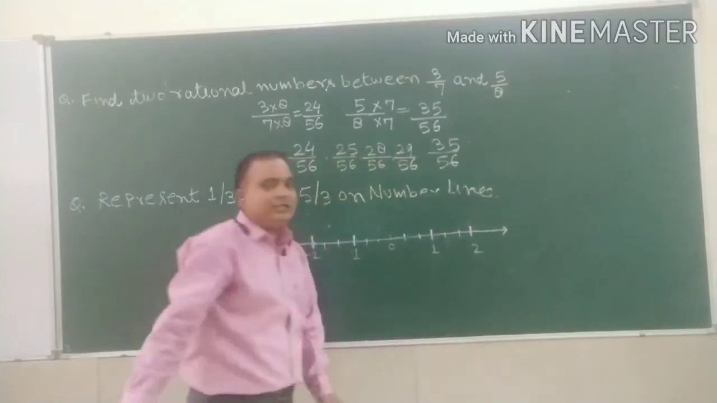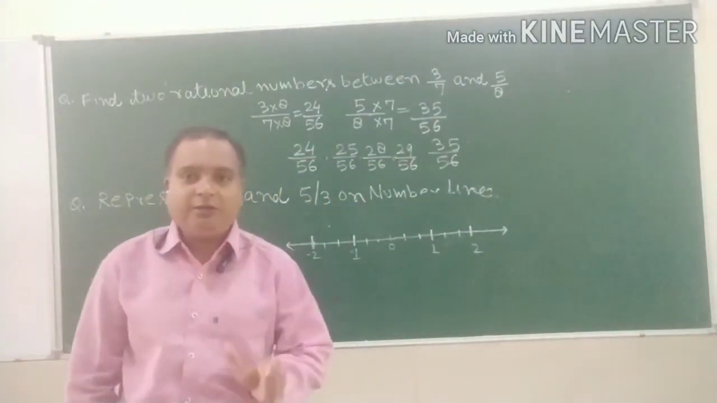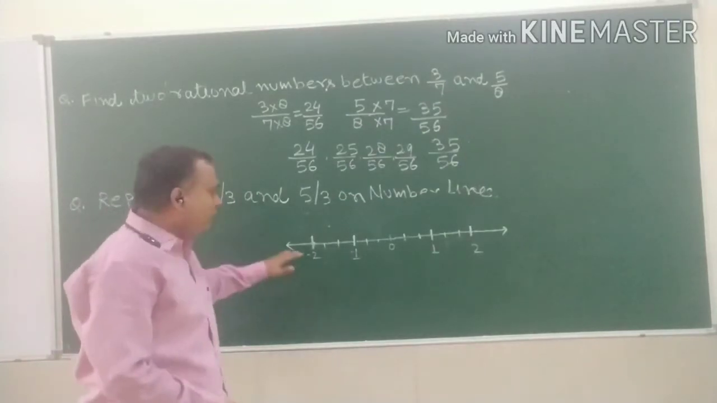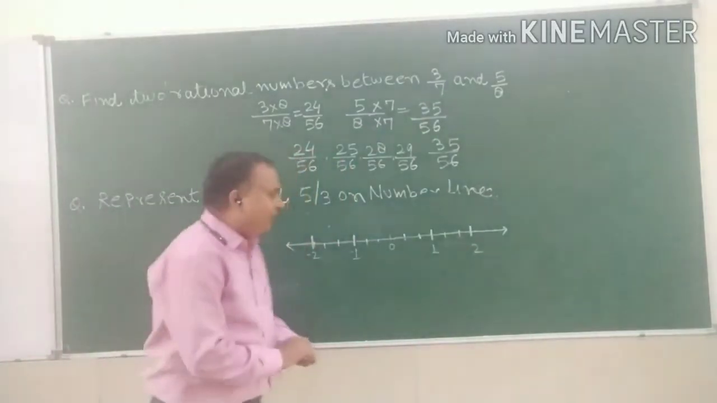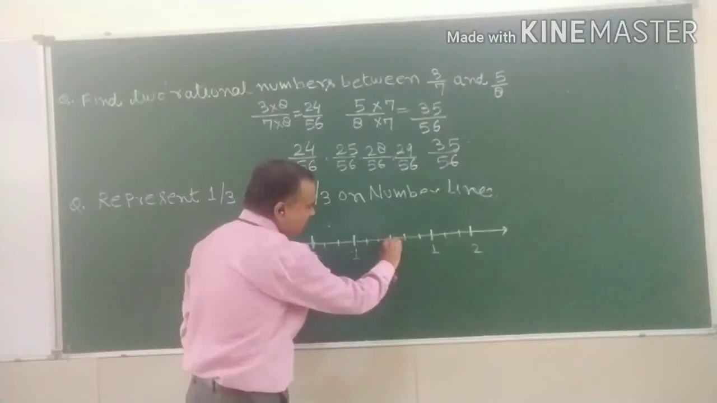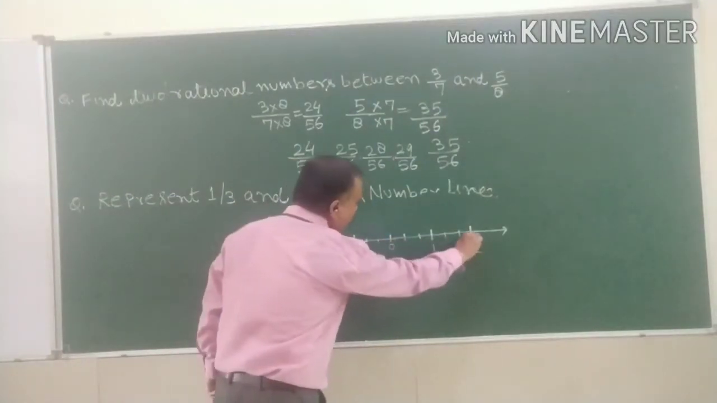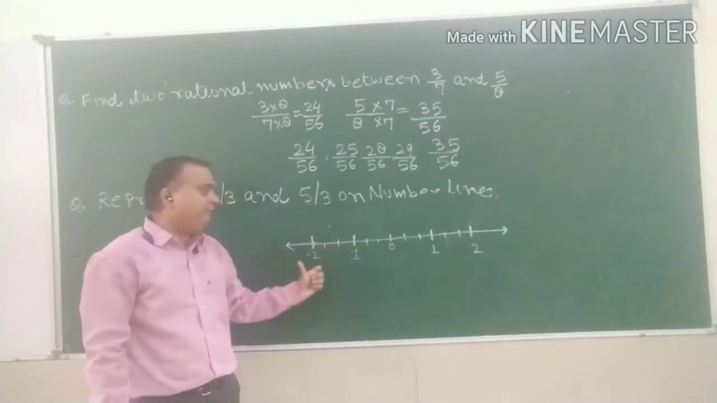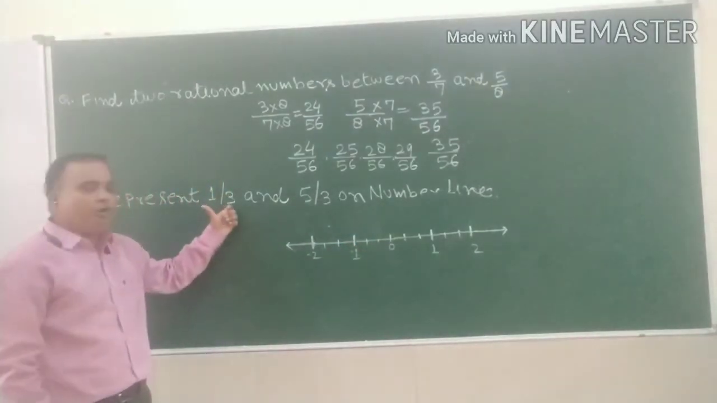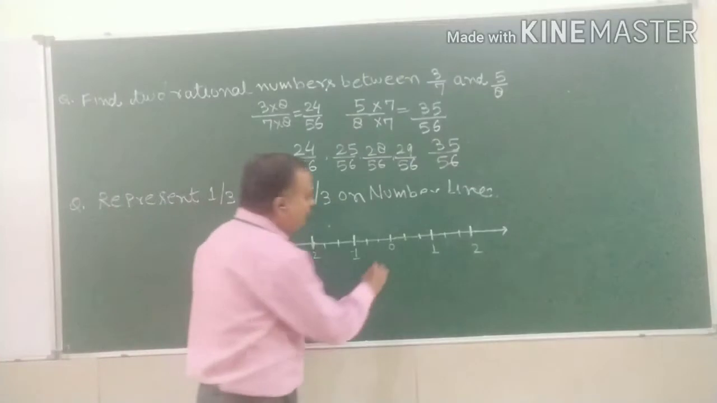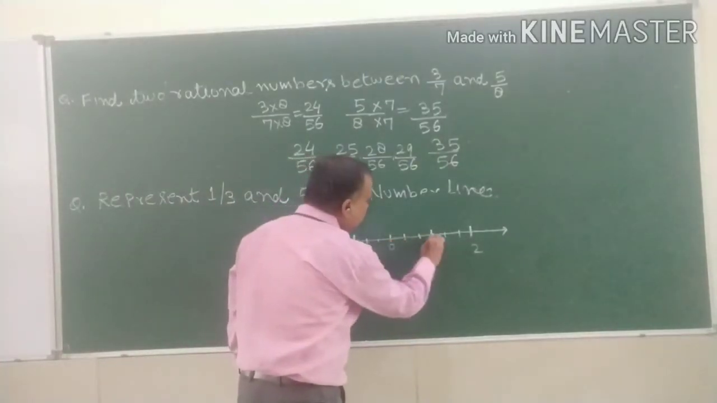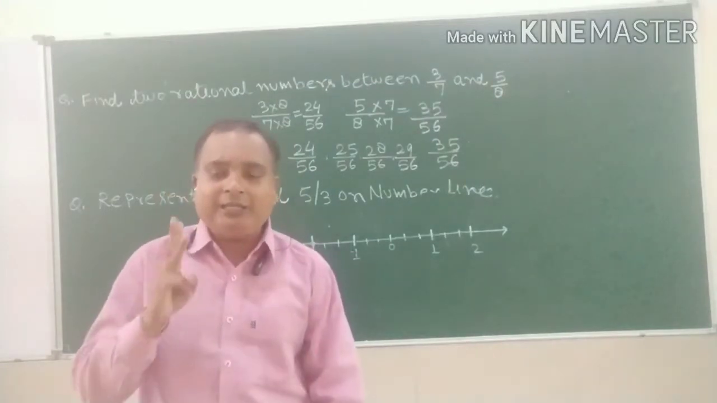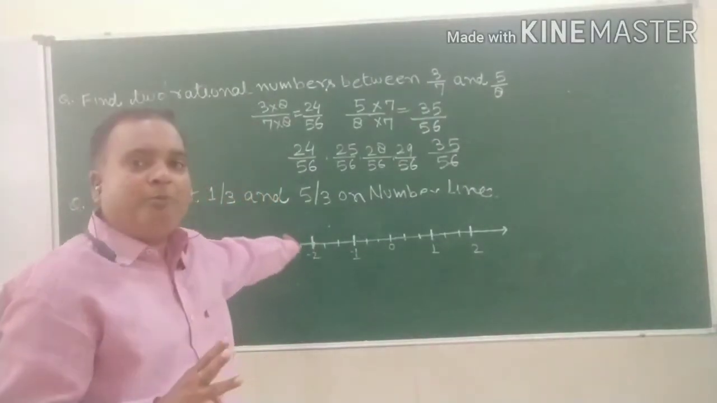The next topic is representation of rational numbers on a number line. So our number is 1 by 3. First I draw a number line where I mark the points 0, 1, 2. On the left hand side, -1, -2. Now, here the denominator is 3. So I divide the distance between 0 and 1 into 3 equal parts. Why do I divide into 3? Because here the denominator is 3.